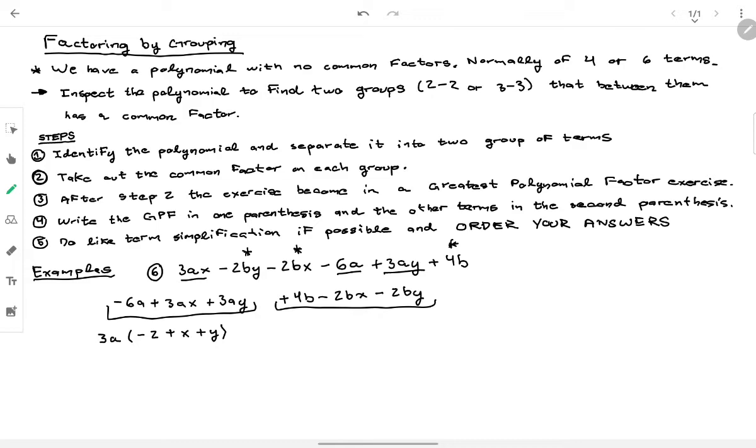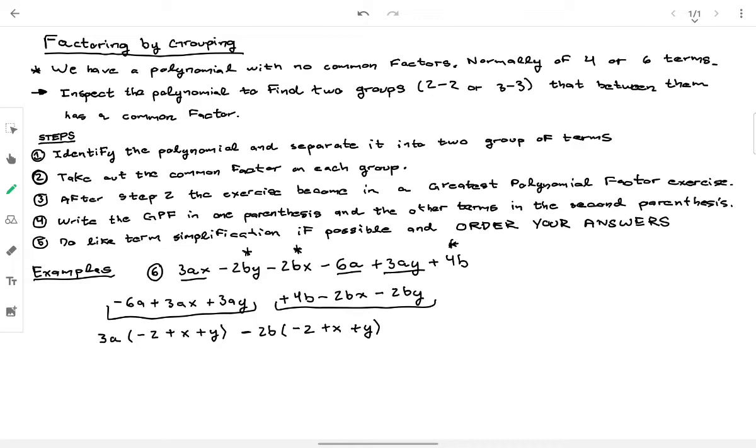And let's see on the second one. On the second one, we can take out a number 2 and b. So it's going to be multiplied by minus 2. So we will need a minus 2 here to be similar to the other parentheses. Minus 2b to become minus 2bx, we need plus x. On the third one, minus 2b to become minus 2by, we need plus y. So now we have converted this specific exercise to a greatest polynomial factor exercise.